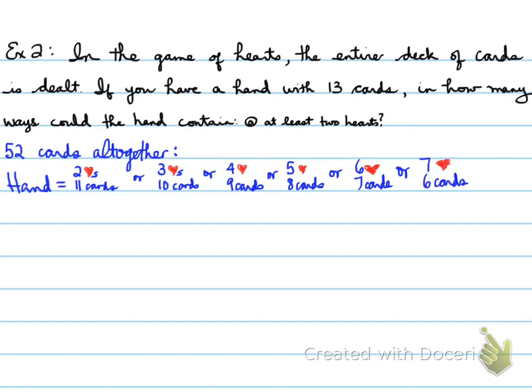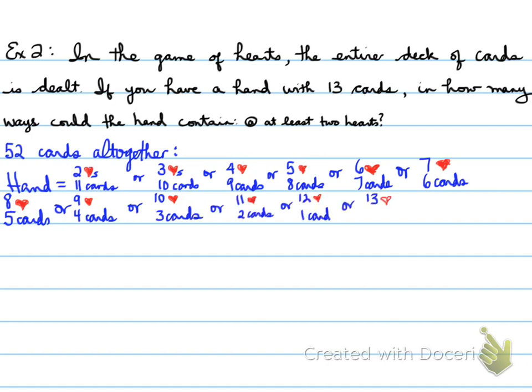or 7 hearts and 6 cards, 8 hearts and 5 cards, or 9 hearts and 4 cards, or 10 hearts and 3 cards, 11 hearts and 2 cards, or 12 hearts and 1 card, or 13 hearts and 0 cards. Now, these are the possible hands you could have in your hand with the 13 cards that you have. So, let's convert that to combinations. Well, we could have, from the 13 hearts that are in the deck of cards, we're going to choose 2.